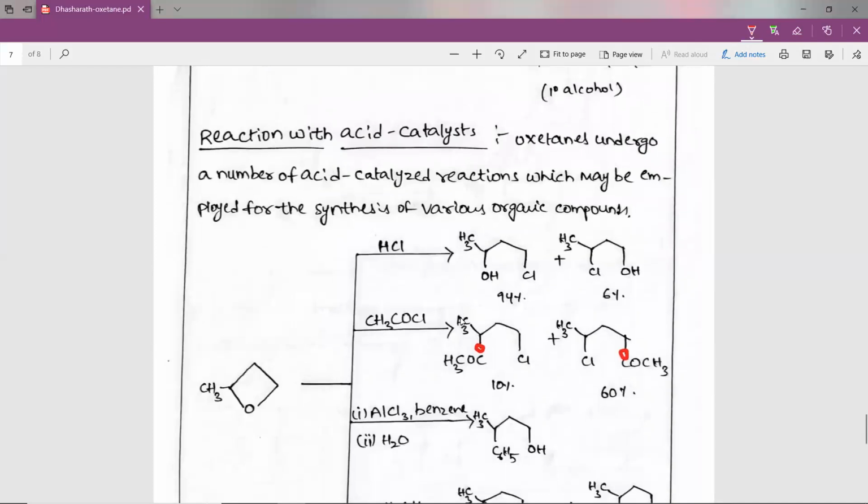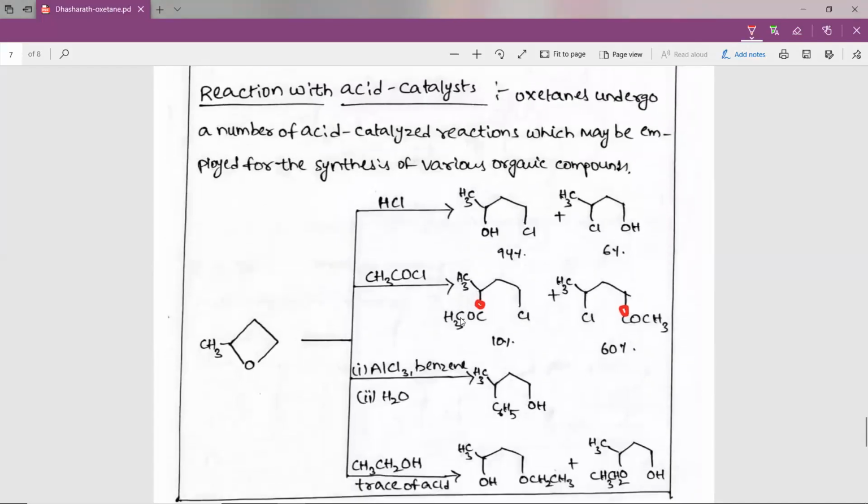Reaction with acid catalyst. An acid catalyst can also open the oxetane ring system. On treatment with HCl, this substituted oxetane will form two isomeric compounds. So the ring may be opened this side or this side. If we look at these structures, ring opening is favored on this side, because this is the major product, 94. Therefore, this can be formed only when the ring opens on this side.